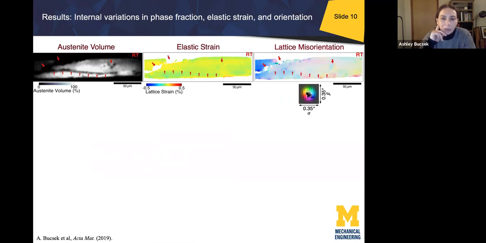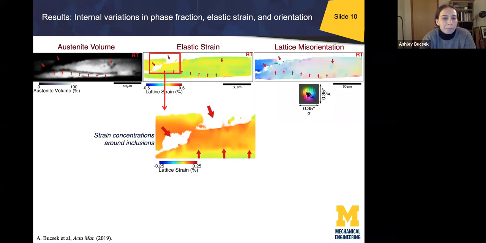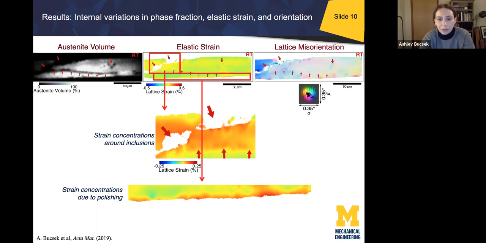So this is the first one at room temperature, and I'm showing phase fraction or austenite volume, elastic lattice strain, and then the mosaicity. So the first thing we saw in the initial microstructure when we looked at these dark field maps is that we had these stress concentrations around these material defects. So around the inclusions, there were higher elastic strains, so we could say higher stresses. And then on this one surface of the sample, we saw these stress concentrations. And that's because I took the sample to the ESRF. We found out it was too thick and I polished it. Actually, I think Phil polished it. So we had a bit of stress concentrations on one side.